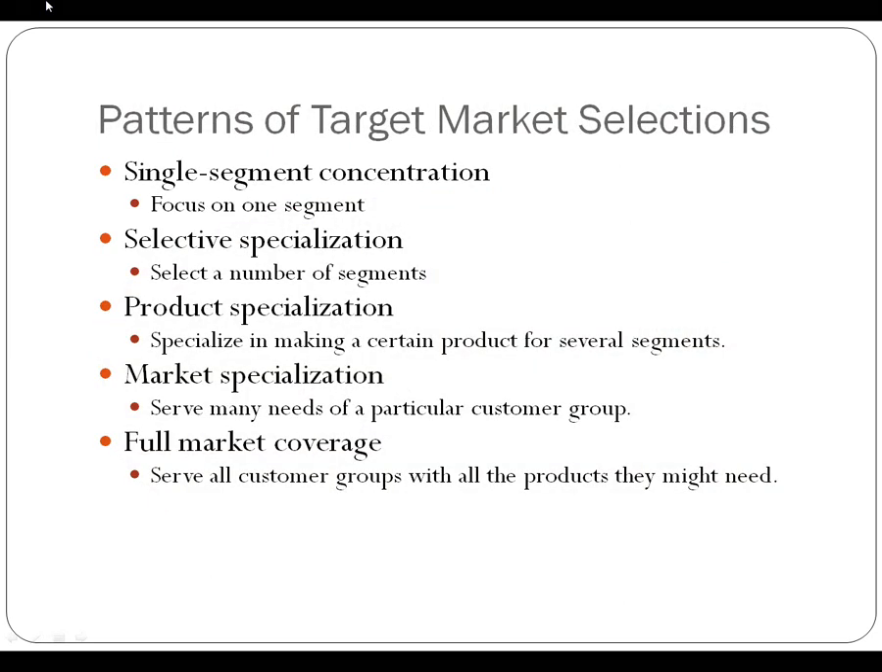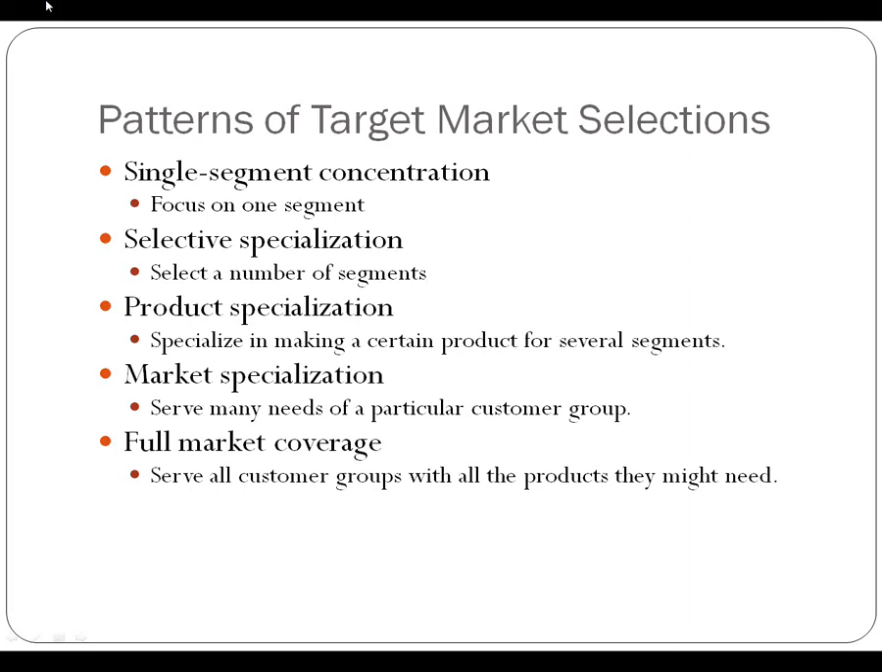Okay, switching gears just a little bit. So you've got all these segments, and when you're deciding which ones you're going to go after, there's some different strategies you can employ. Sometimes firms just pick one segment. That would be what's shown here as a single segment concentration. We're just focusing on one particular segment. Okay. Then you have selective specialization. This is where you pick just a couple different segments. You don't pick them all, you pick a couple.